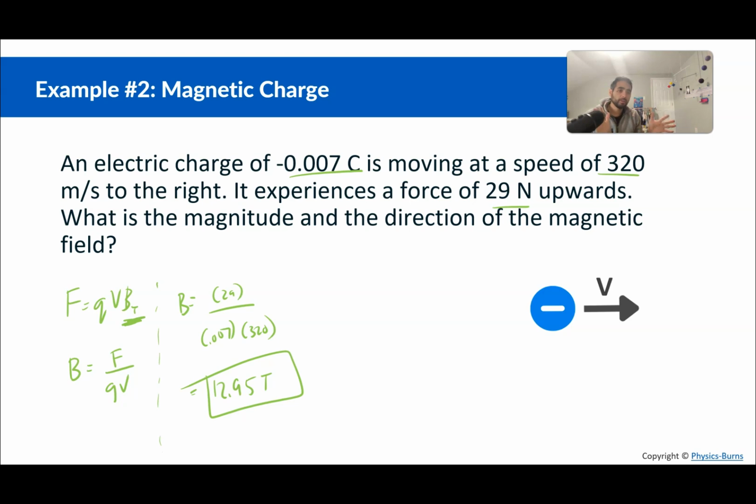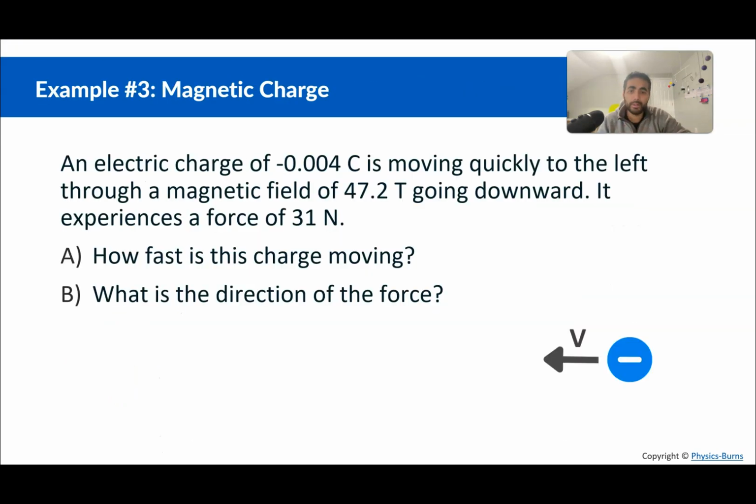But remember, it's the opposite when it's a negative charge. So even if it was positive, the magnetic field would be going inward, but since it's negative, it's going to go the other way. Okay, so 12.9 Tesla out of the screen. Okay, moving on. Good demo.